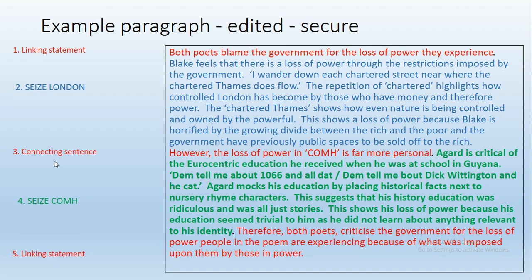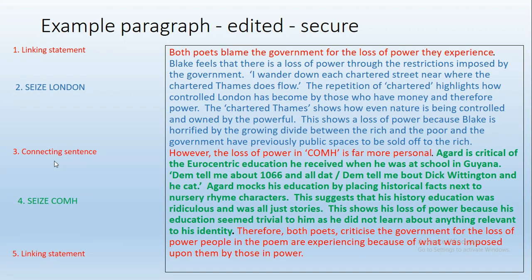Agard is critical of the Eurocentric education he received when he was at school in Guyana. "Don't tell me about 1066 and all that. Don't tell me about Dick Whittington and his cat." Agard mocks his education by placing historical facts next to nursery rhyme characters. This suggests that his history education was ridiculous and was all just stories. This shows his loss of power because his education seemed trivial to him as he did not learn about anything relevant to his identity. Therefore, both poets criticise the government for the loss of power people in the poems are experiencing because of what was imposed upon them by those in power.